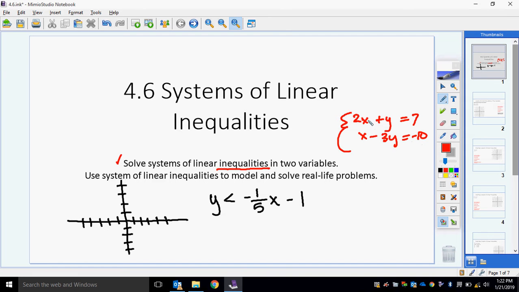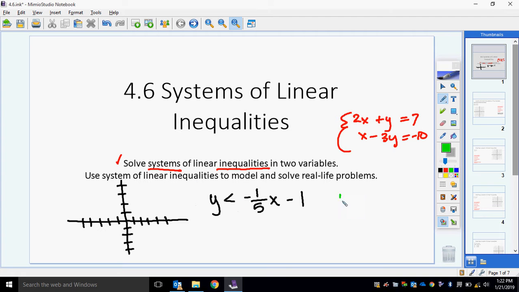equations. But now an inequality is when we have not an equal sign, but a less than, greater than, or equal to sign. So let's just refresh our memory on graphing a linear inequality, because we're going to have systems pretty soon where we have more than one. So let's just focus on one and graphing it.